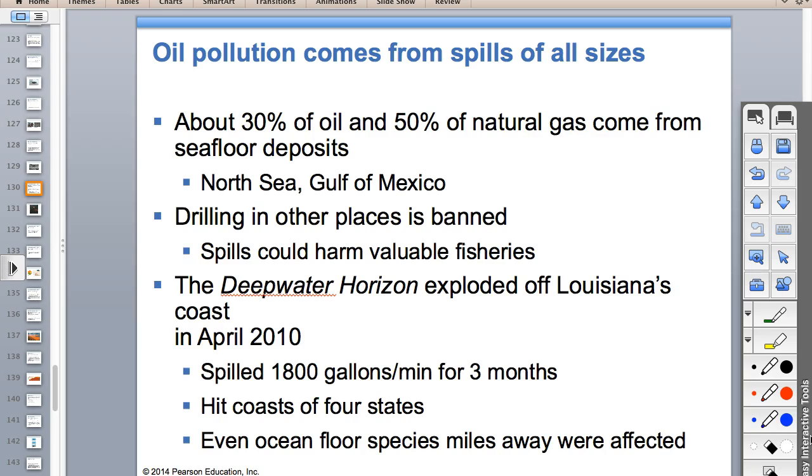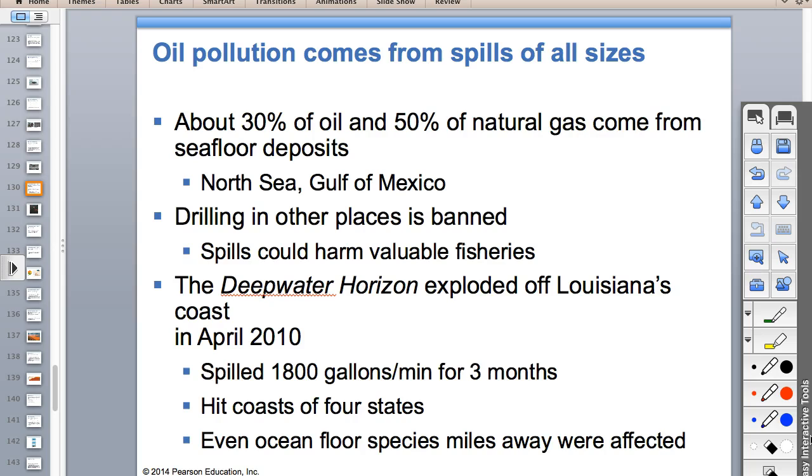So, a lot of the oil and natural gas comes from seafloor deposits. Drilling, like the Gulf of Mexico is a very popular place for drilling for oil. So is the North Sea. That's in Europe. But anyway, drilling in some places is banned. It's usually banned in places that have lucrative fisheries or a lot of tourism.